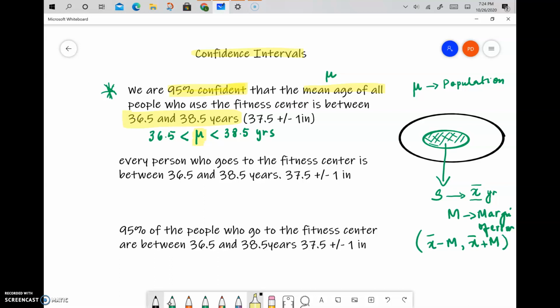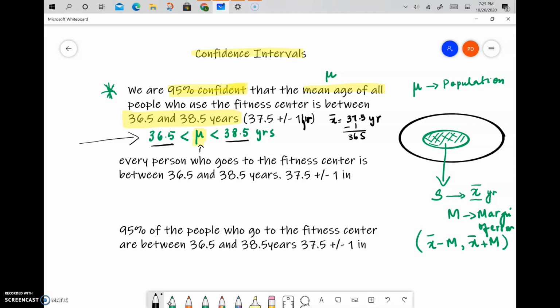And how do we get this? By taking the X bar, which is 37.5 years, this is years, not inches, sorry, and subtract 1 year. If we subtract 1 year, we get 36.5 years, which is our left end point. We add 1 year to get 38.5, and that's how we get the two endpoints of our range. And we say that we are 95% confident that the actual or true mean lies between these two numbers.